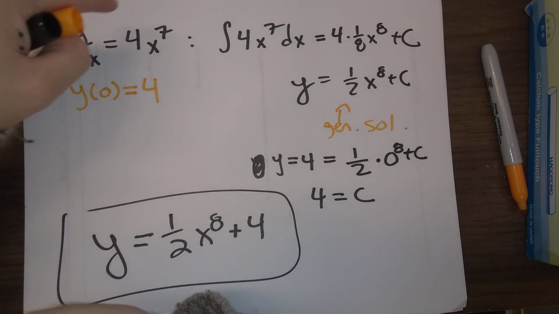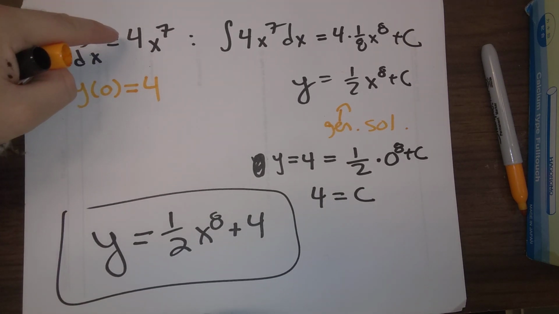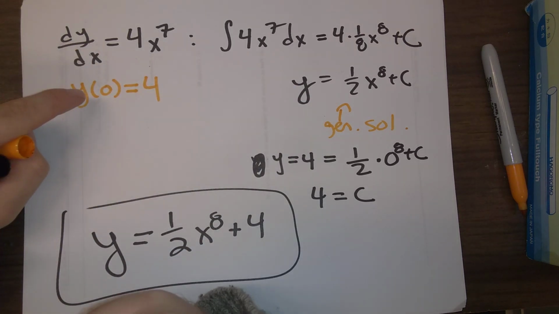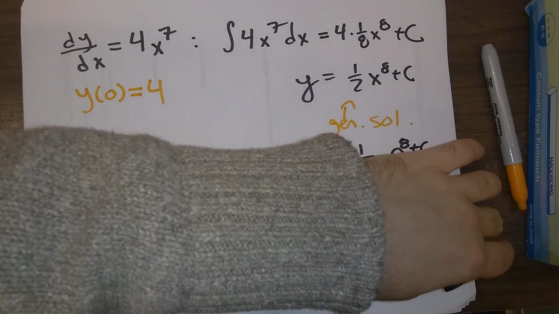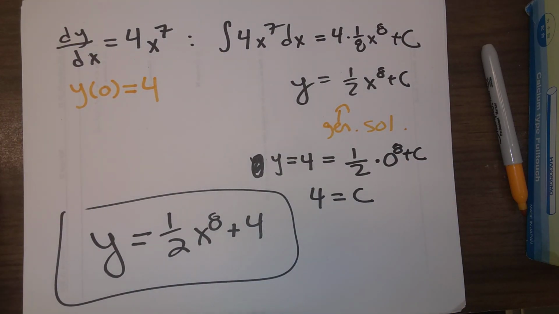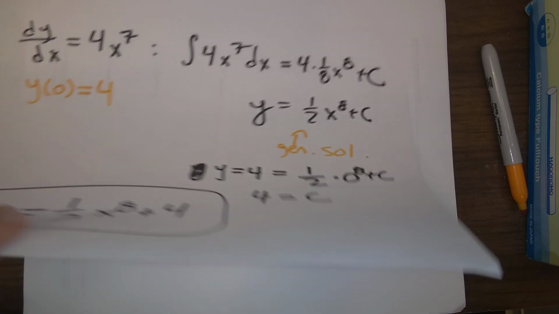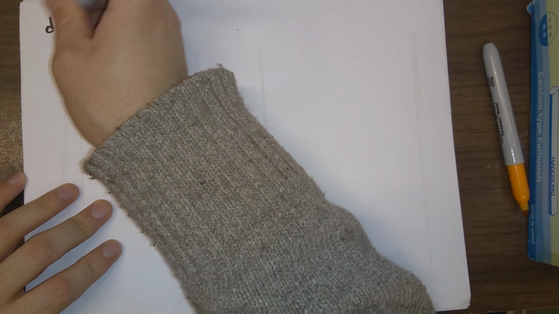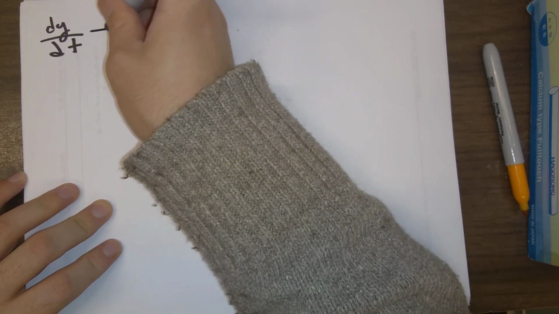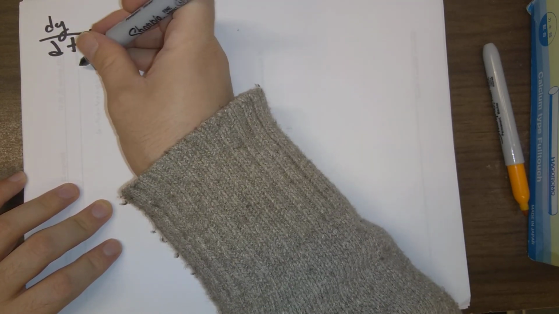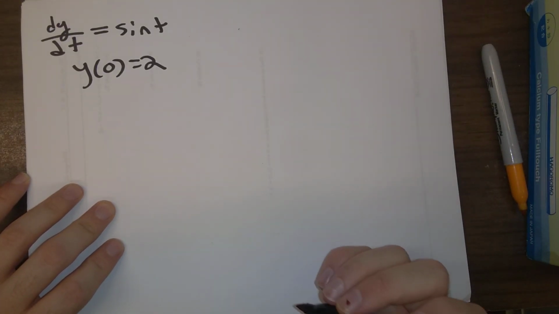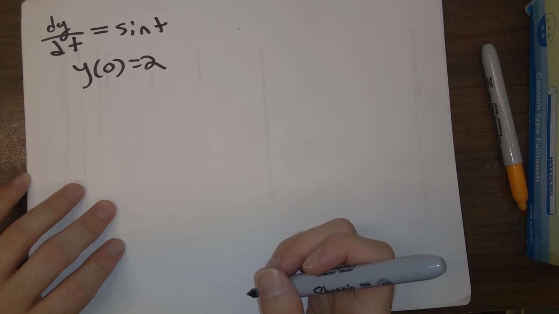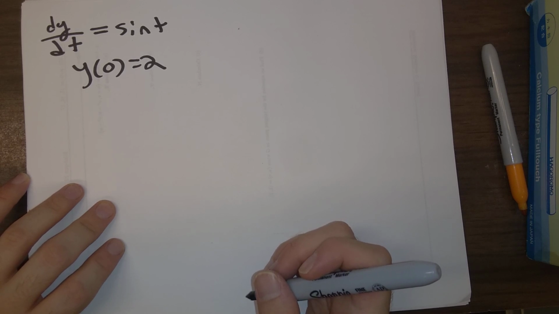So we have dy/dx is this function. We find the general solution. We use our initial value in order to figure out what the constant should be to find our particular solution. Let's do another example. Let's do one involving a trig function. So dy/dt is equal to sine t, and y of 0 is equal to 2. And it's very common in these problems that I give you y of 0. That's the most common way that these problems look.